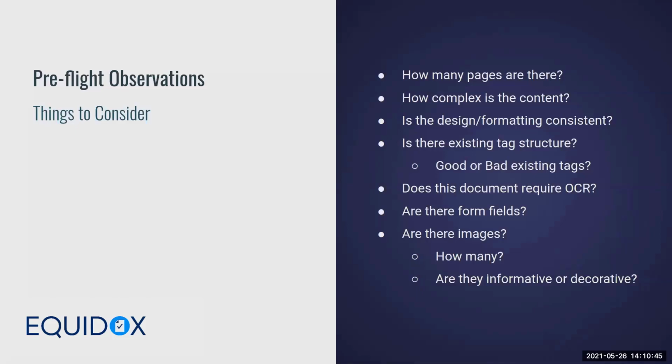And then one of the last things that I like to look at are the images. So if there are images present in the document, which many times there will be, how many images are there? About how many images per page are there? And are these images informative? Are they technical? Or are they something that are just decorative?